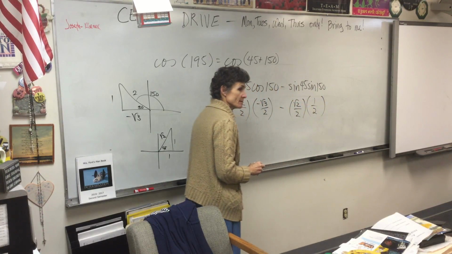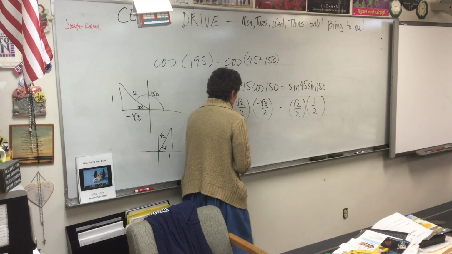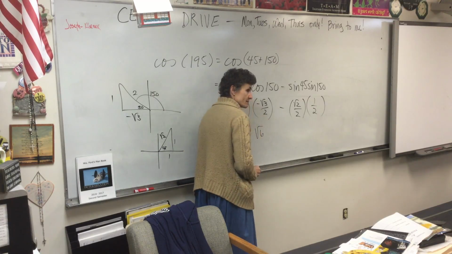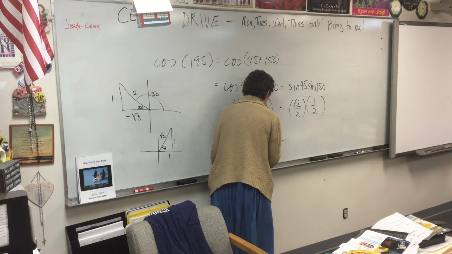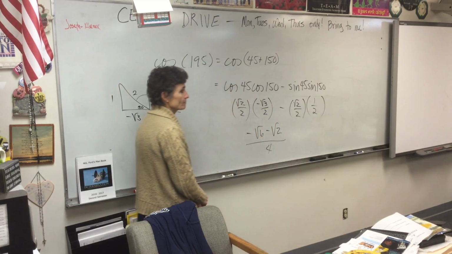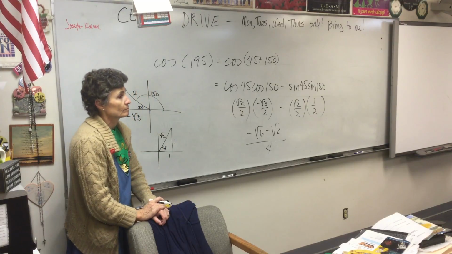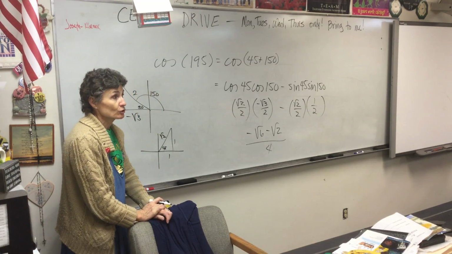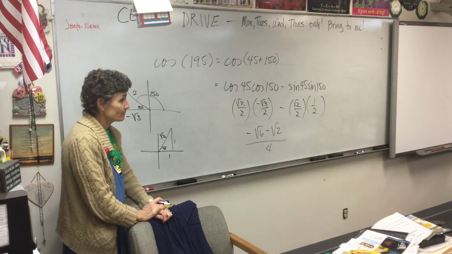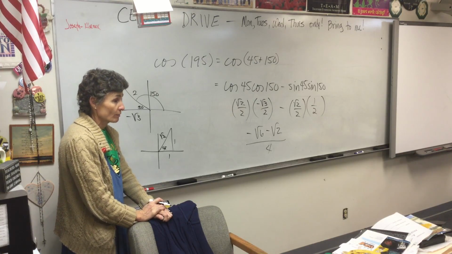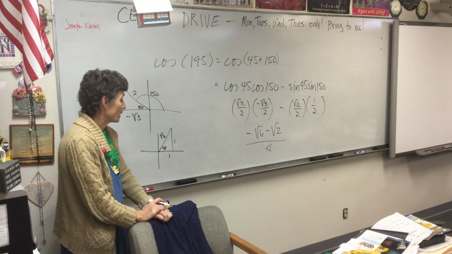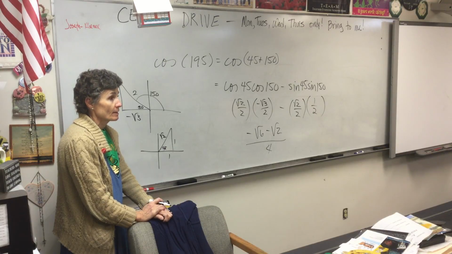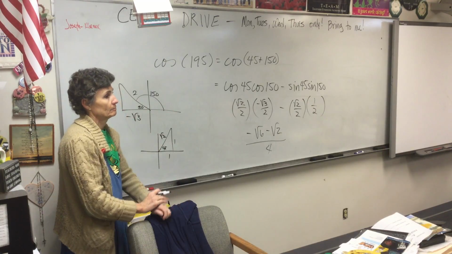Remember getting answers to this kind of problem yesterday? We have negative root 6 minus root 2 all over 4. We got answers that look just like that yesterday. Do you remember? Root 2 times root 3. Square root of 2 times the square root of 3. There's no way to simplify that. Don't even try.